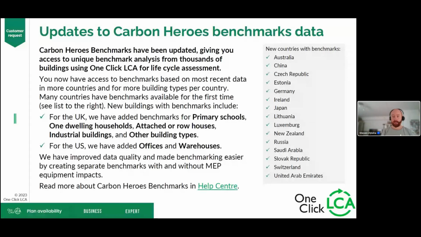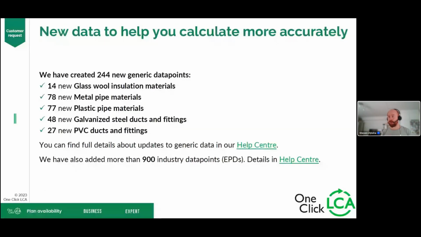The next one, then, new data. So of course, we're always updating our database. It's something that we have an entire team dedicated to working on. So last month, we included 244 new generic data points. A lot of different variations of glass wool, metal pipes, plastic pipes, but also ducts and fittings and galvanized steel ducts and fittings and PVC ducts and fittings.